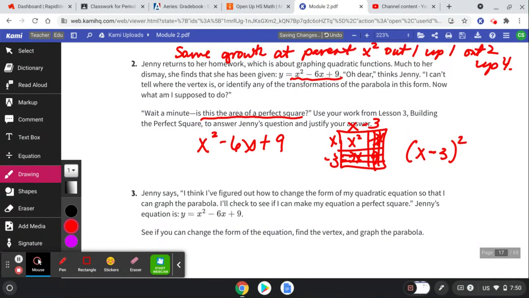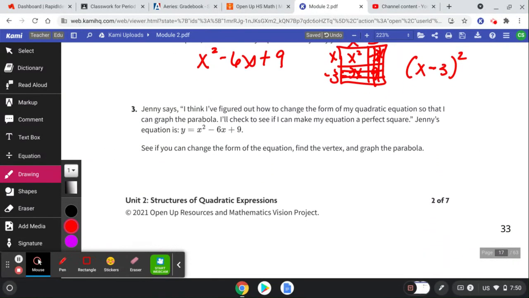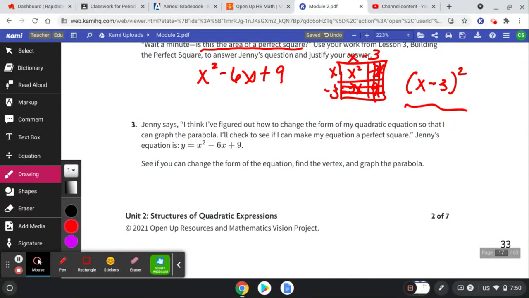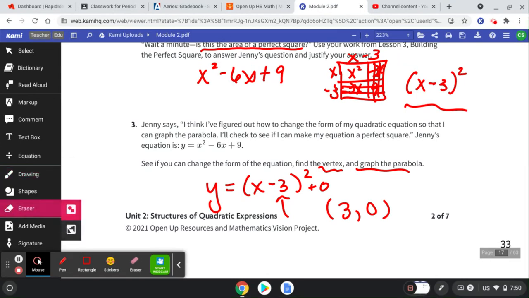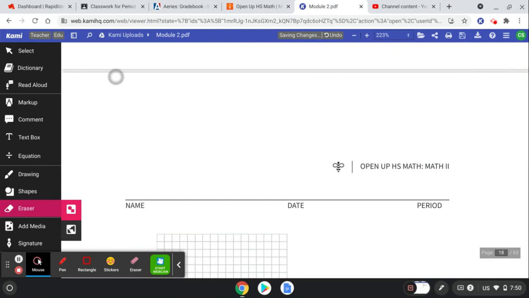Jenny says, I think I figured out how to change the form of the quadratic so I can graph the parabola. I'll make it into a perfect square. So we just did that. So here we go, y equals (x minus 3) squared. So find the vertex and then graph the parabola. So my vertex is (h, k), or (3, 0), because there's no number added to the end. Let's go graph this parabola.